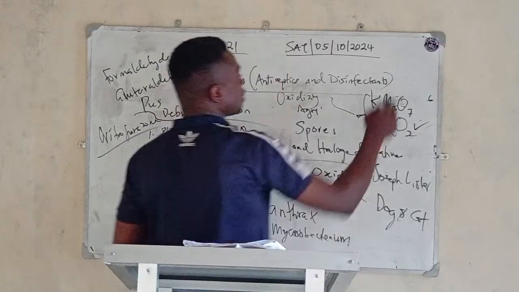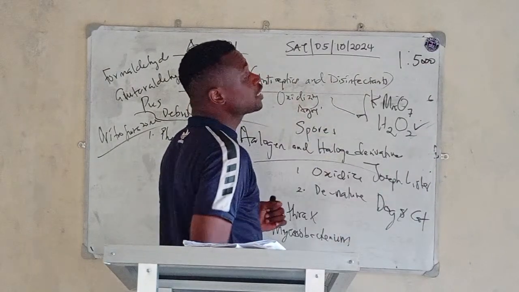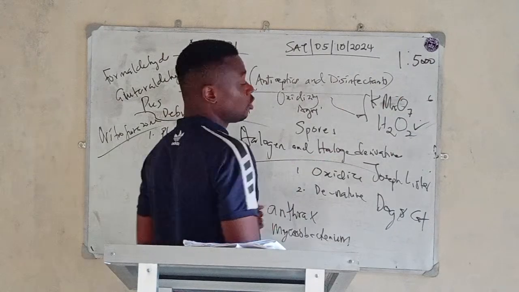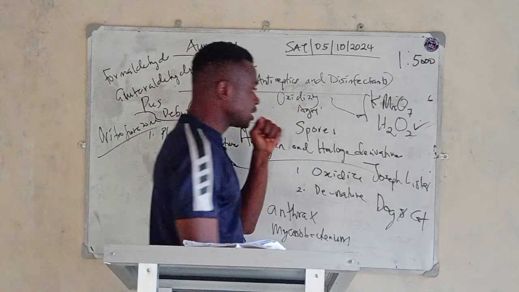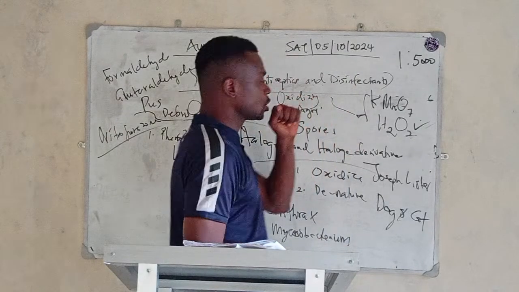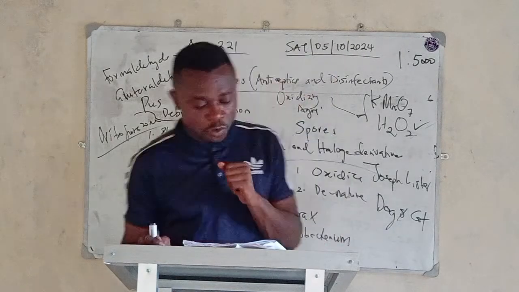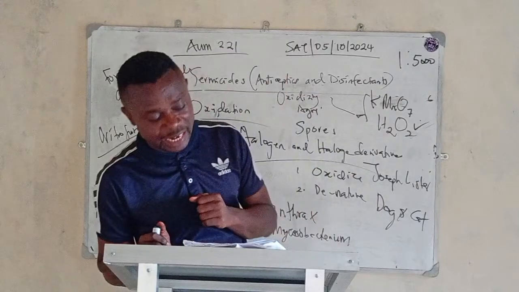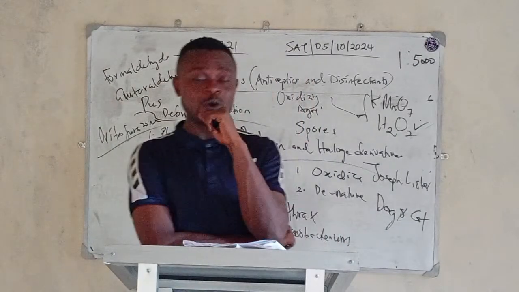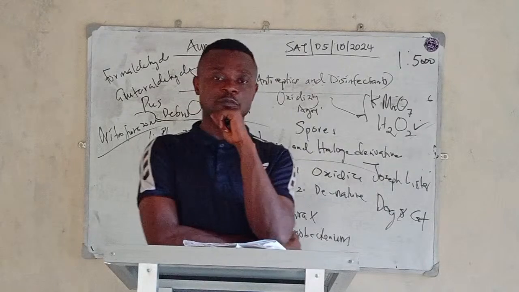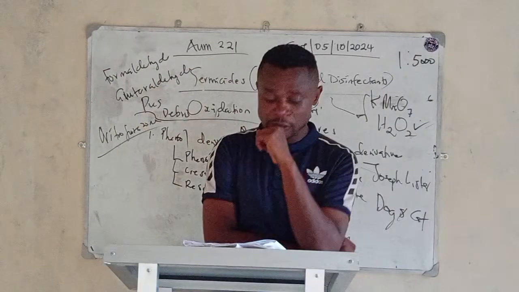Now, potassium permanganate is 1 in 5,000. Of course, this can be changed from ratio strength to percentage concentration. Let's continue. A 1 to 5,000 solution of potassium permanganate is used as an antiseptic for wounds and mucous membranes. But there's an issue there.